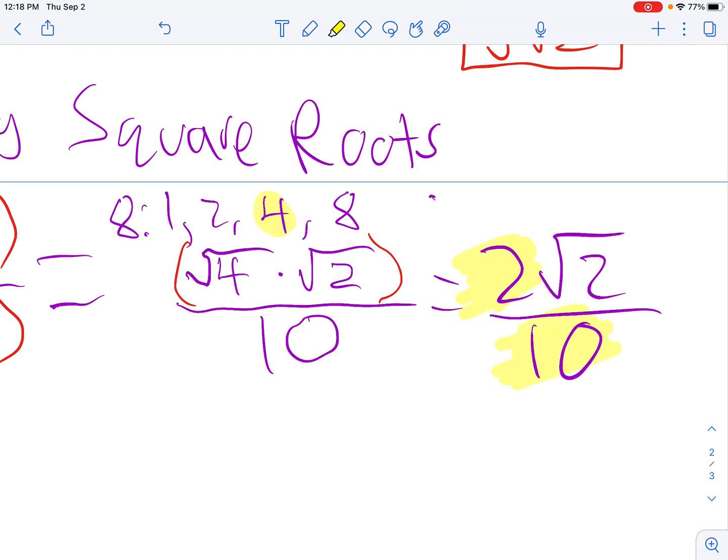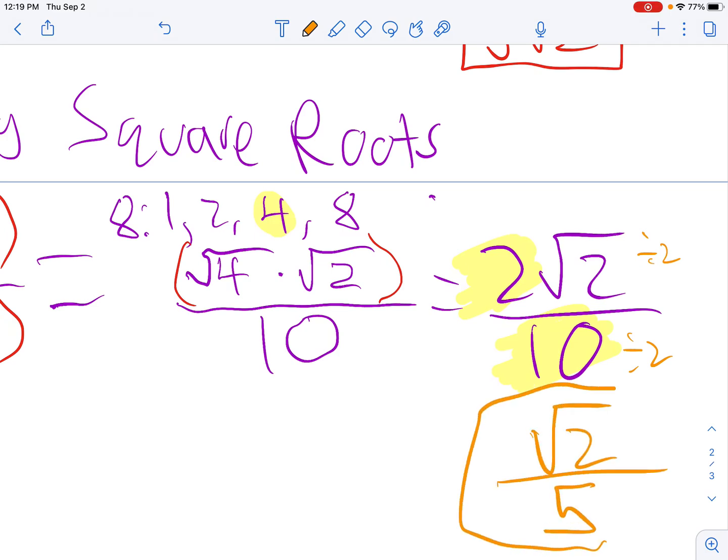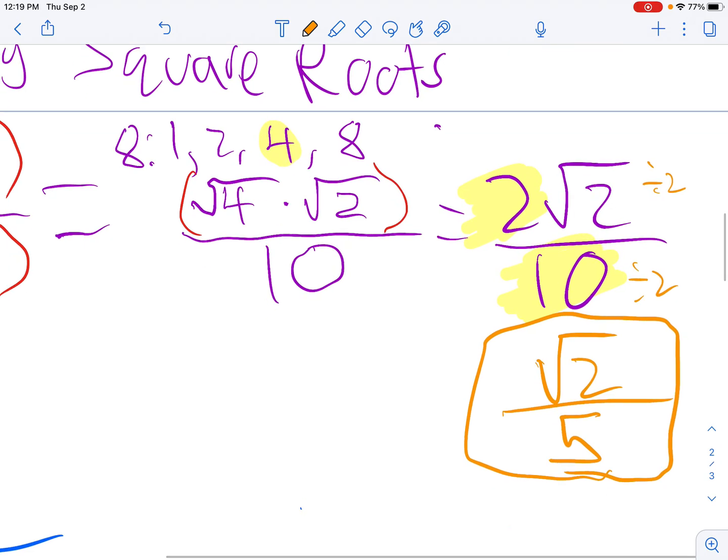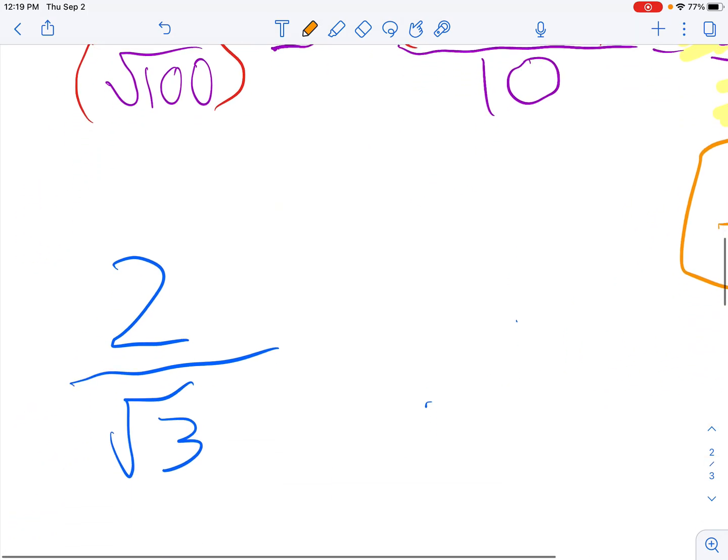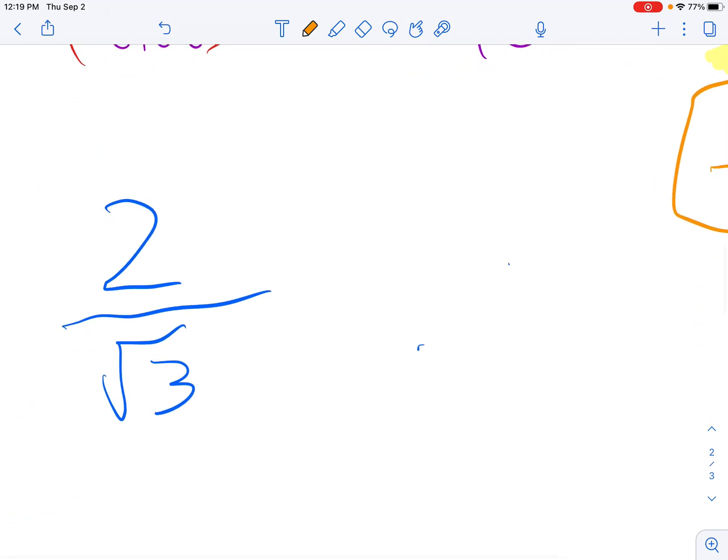We're so close to being done, but we see that I've got a whole number of 2 divided by 10. I know that I can factor out this 2. So I'm going to divide the top by 2, and I'm going to divide the bottom by 2. 2 divided by 2 cancels out. So I'm just left with the square root of 2, and 10 divided by 2 is 5. You always have to simplify as far as you can. And the last step is we do not in math leave the radical sign in the denominator.